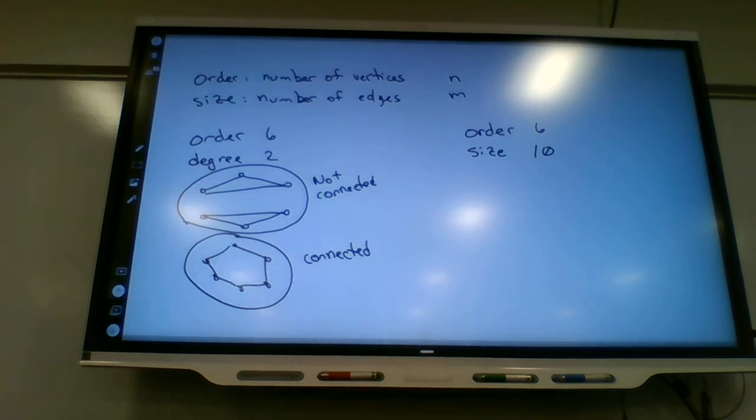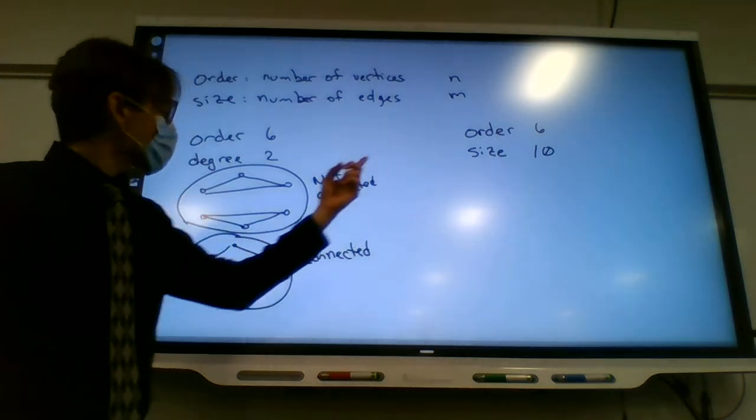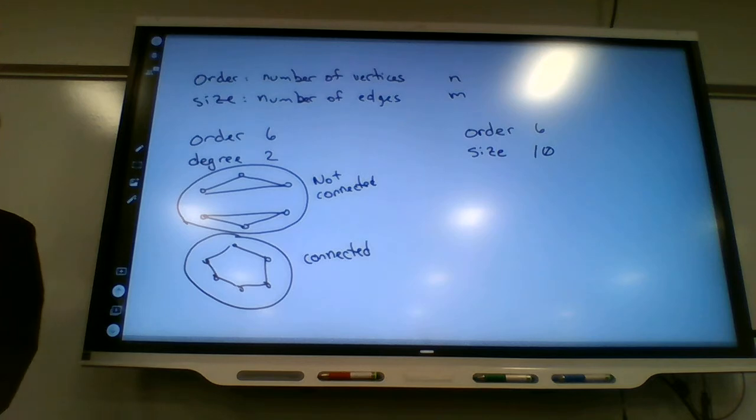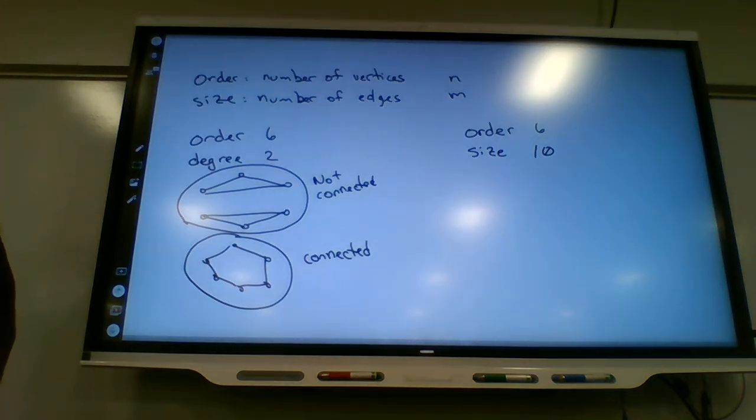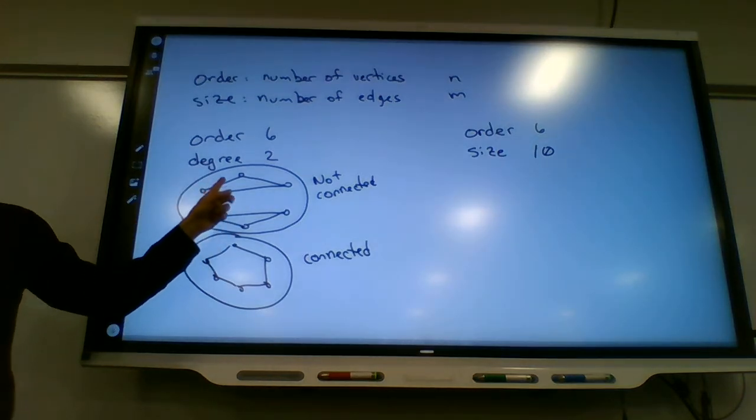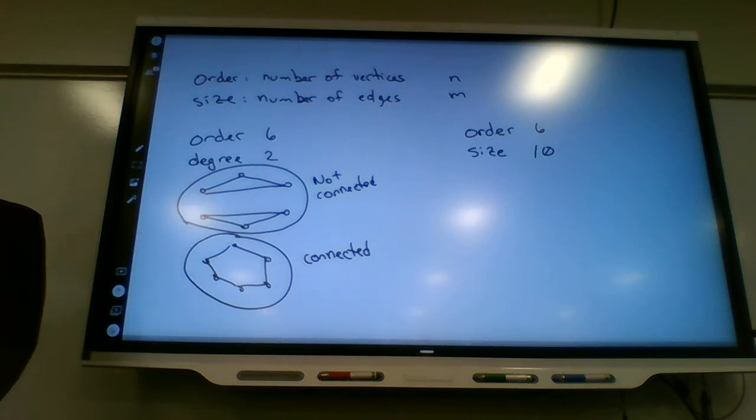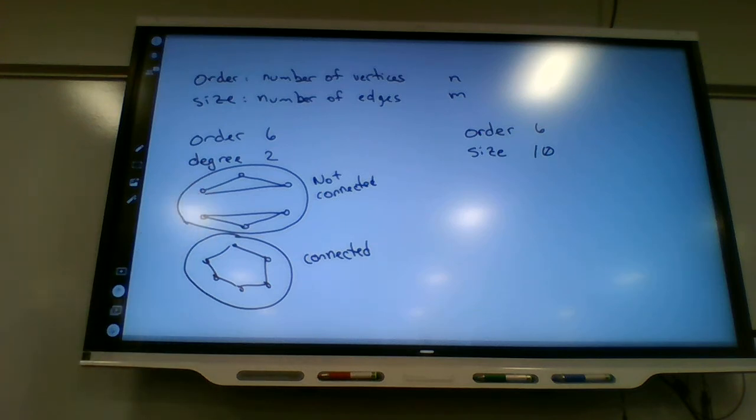What does size mean? Number of edges. How many edges do we have? Why did I think it said size 6? I should probably change that.